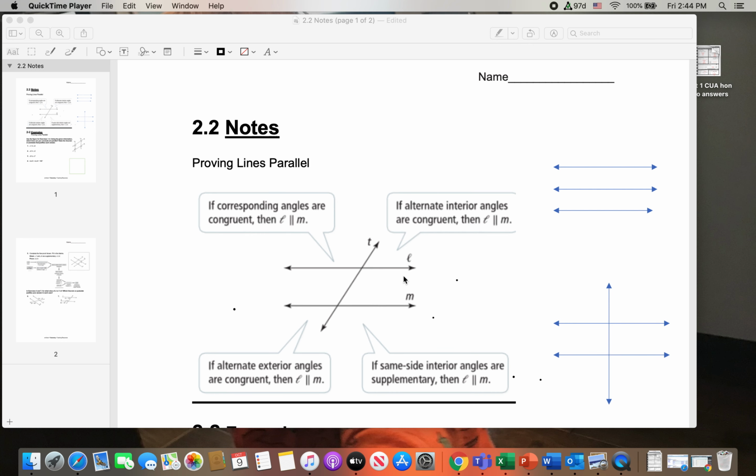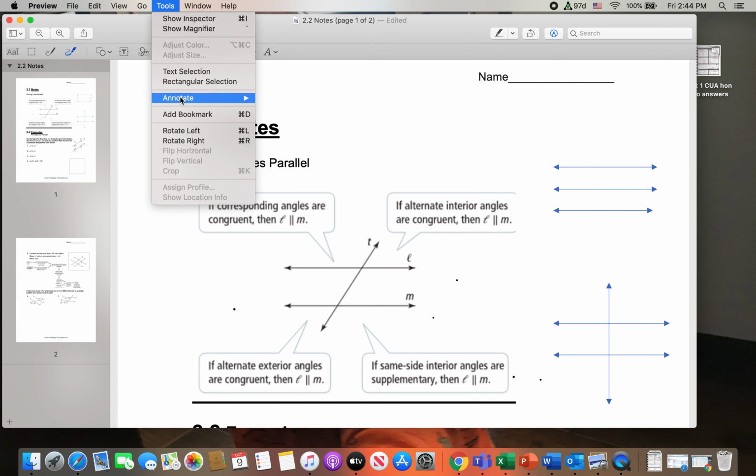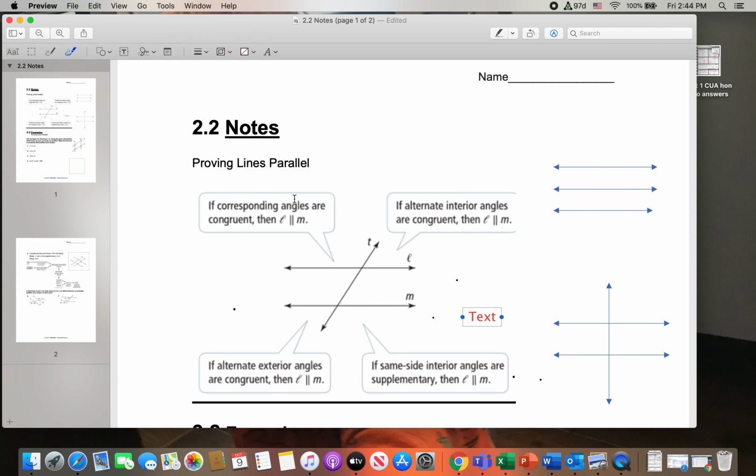But last time, the lines were parallel, and so that created corresponding angles that were congruent. This says if the angles are congruent, then the lines are parallel. That turns it around. That is what we call a converse. So I'm going to write abbreviated converse corresponding angles. The converse of corresponding angles says if corresponding angles are congruent, then L is parallel to M.